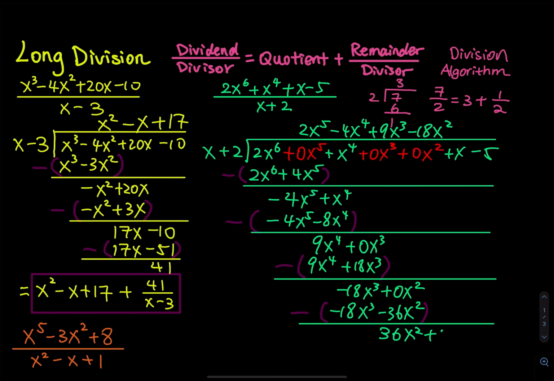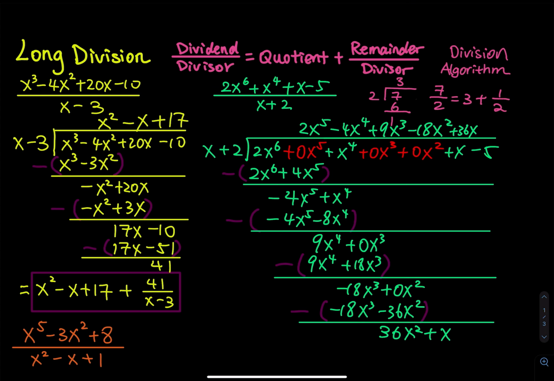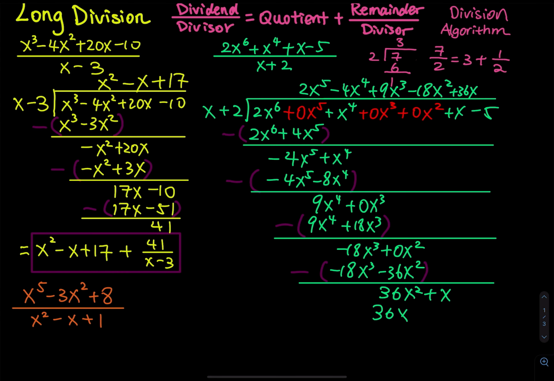Pull the x down. And then the next term must be plus 36x. So 36x squared, 36 times 2, that is 72. And then you subtract that.